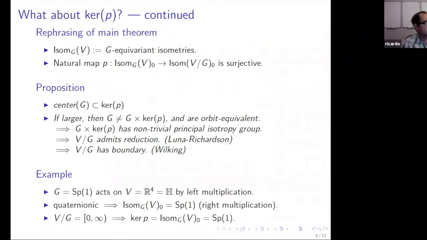And you can see also that you have this larger group, which is orbit equivalent to it, namely Sp(1) cross Sp(1) acting on both sides. In other words, SO(4) acting on R4 is a larger group with the same orbits as the Sp(1) group.